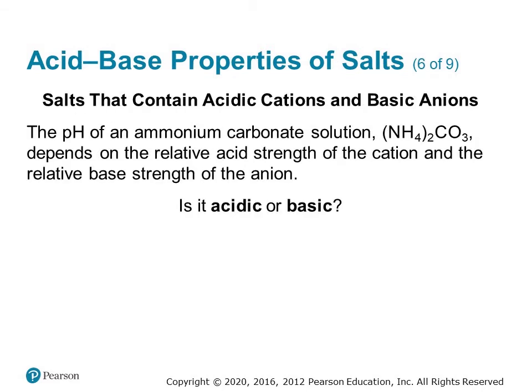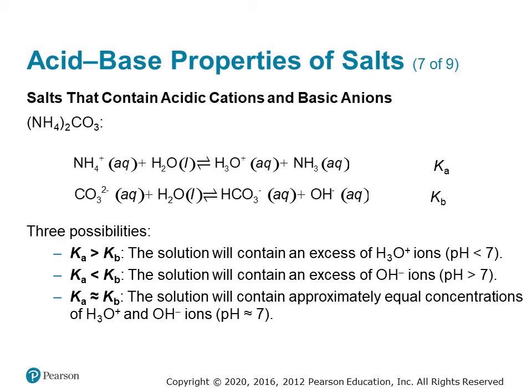If you followed all the previous sections, it's not too difficult to predict whether a salt will be acidic or basic if only one of the ions has acidic or basic tendencies and the other doesn't affect the pH. But what about the salts with both acidic and basic ions? Let's consider ammonium carbonate. We've seen before that ammonium ions are weakly acidic, as illustrated by the first equation here. Likewise, carbonate ions are weakly basic, since their conjugate base, bicarbonate ions, HCO3-, are only very weakly acidic.